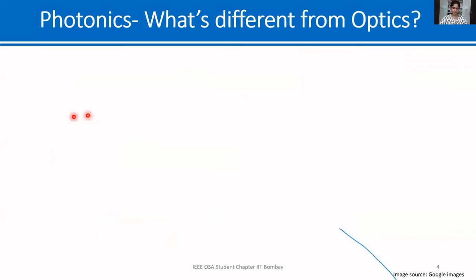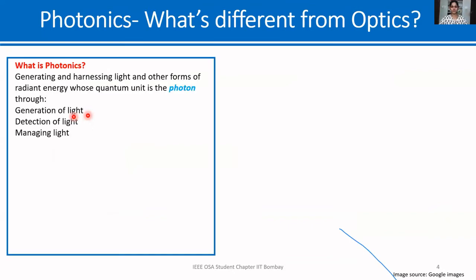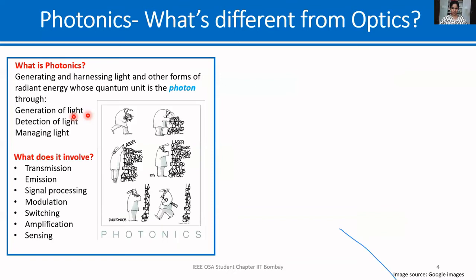So what's different in photonics than in optics? So as was mentioned earlier, what is photonics? Photonics is the generation and harnessing of light and other forms of radiant energy whose quantum unit is the photon. So photonics would deal with all kinds of radiation, right, from the terahertz to the UV to the IR and so on. And how does it work in photonics? It works with the generation, detection, and managing light. And how does that happen? As this cartoon shows, it happens through all these processes, which are transmission, emission, signal processing, and so on.